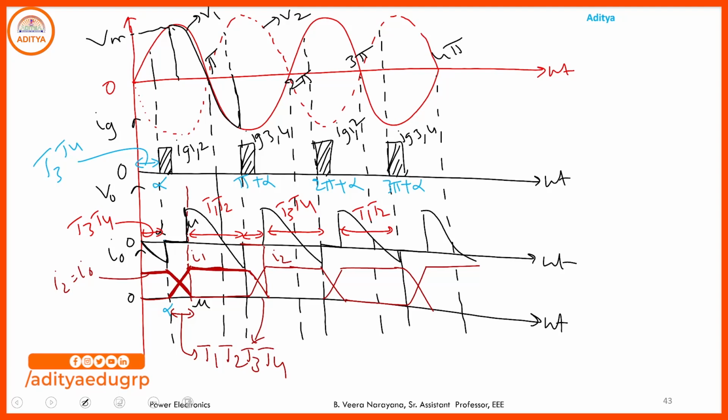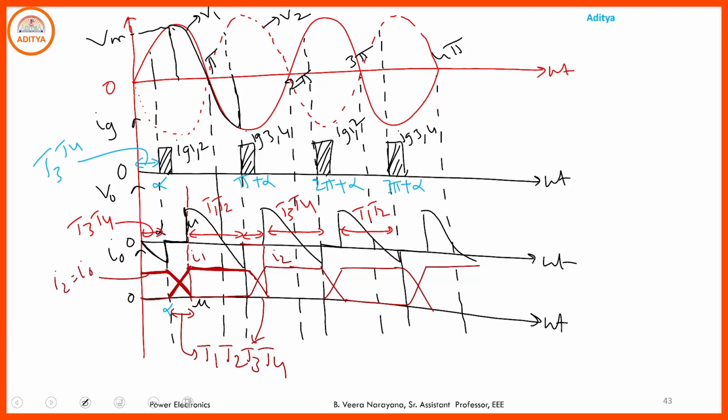Hence, from alpha to alpha plus mu, that mu depends upon the value of the source inductance. If the inductance is low, then this overlap angle is also low. Within a short period of time, the current transfers from the outgoing SCRs to the incoming SCRs. If the source inductance is high, then this overlap angle is also high.